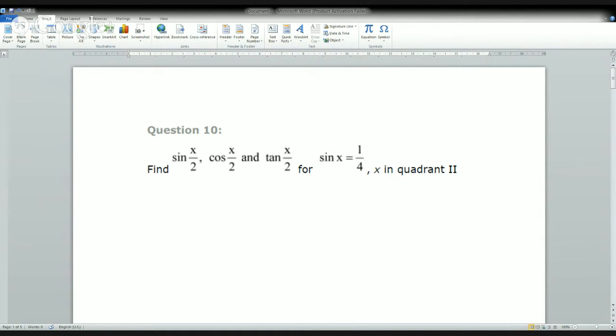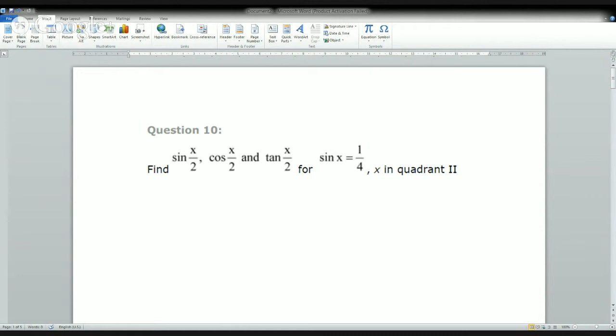so we know the formula, cos 2x is equal to 1 minus 2 sine square x. So cos of x is equal to 1 minus 2 sine square x by 2. So sine square x by 2 will be 1 minus cos x divided by 2. So sine of x by 2 will be square root of 1 minus cos x divided by 2. So using this formula here, sine of x by 2, so 1 minus root 15 by 4 divided by 2.